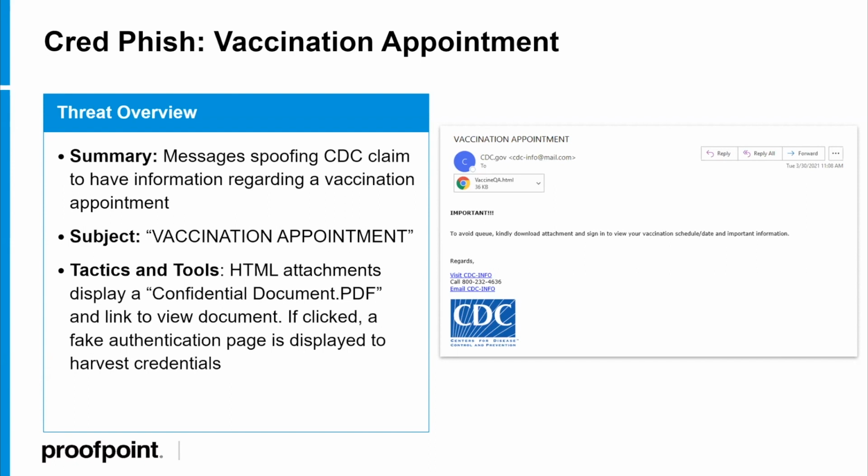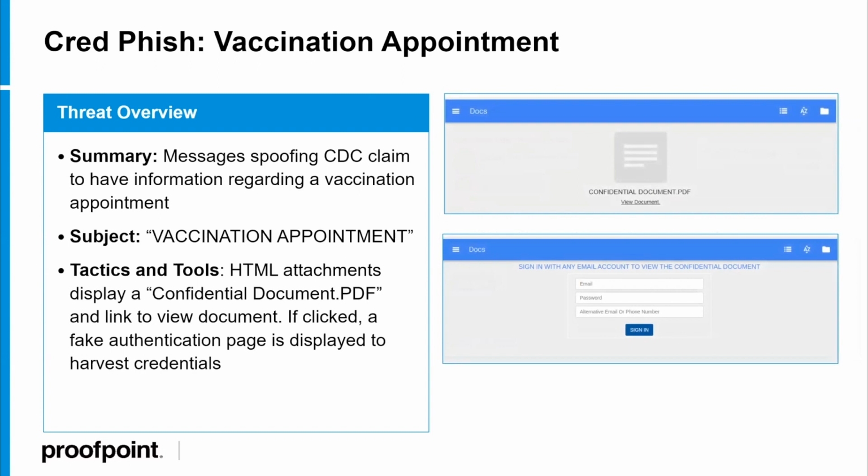But here we have social engineering around a COVID vaccination appointment. So, to avoid queue, kindly download the attachment, sign in and view your schedule and date and important information. They've got the nice CDC logo on there. And then when you open the HTML attachment, it's got what looks to be kind of Google-based branding, very streamlined. They say there's a confidential document, you view the document, but before you can get the document, you have to enter an email account, right? So this is a credential phish.